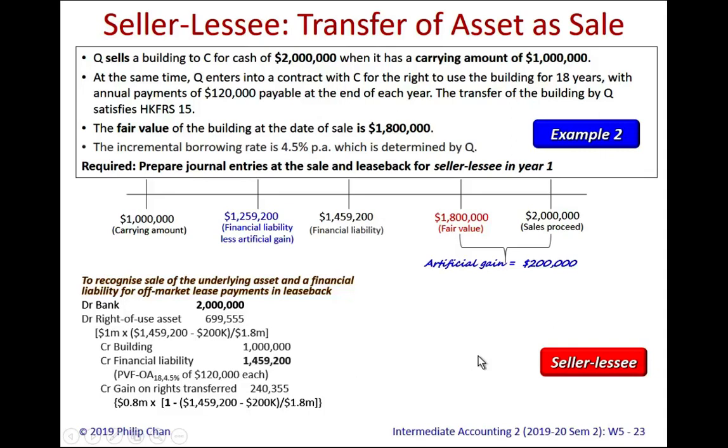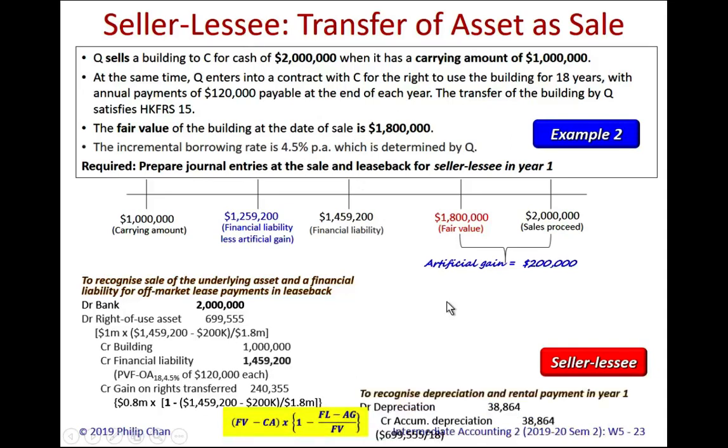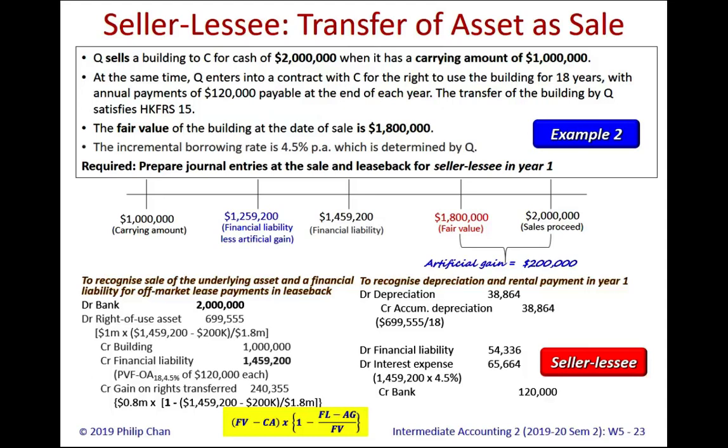Okay, after this, you would use the liability figure 1,459,200 times 4.5% to work out interest, which is 65,664, and then you credit bank 120,000, with the difference being the financial liability. And you can use this asset for 18 years. So you would take 699,555 divided by 18, which is 38,864. All right. So over the years, each year.